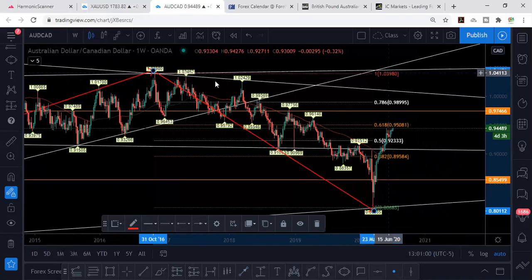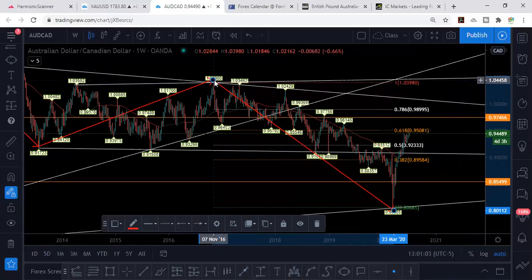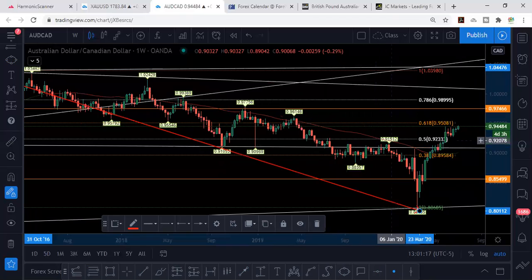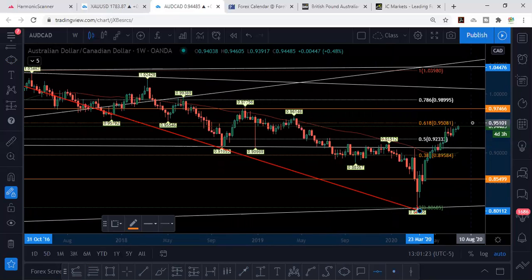From this point, the point here, it has its own golden ratio right there. Yes, and it has almost hit that point. So from that point is where we now want to watch for a reaction and buy towards the next one.